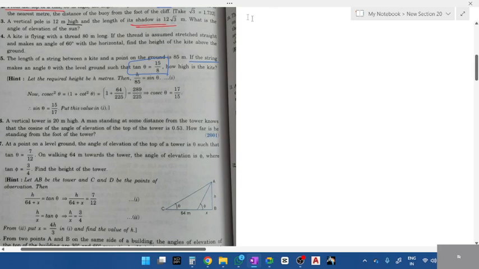See, first draw a right angle triangle, students. For any question, draw a right angle triangle and name it as A, B, C, or P, Q, R.